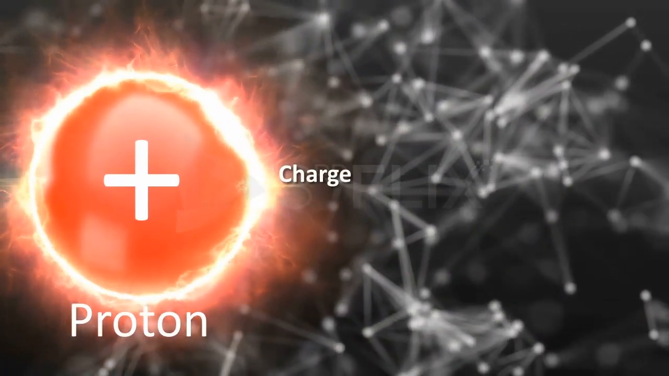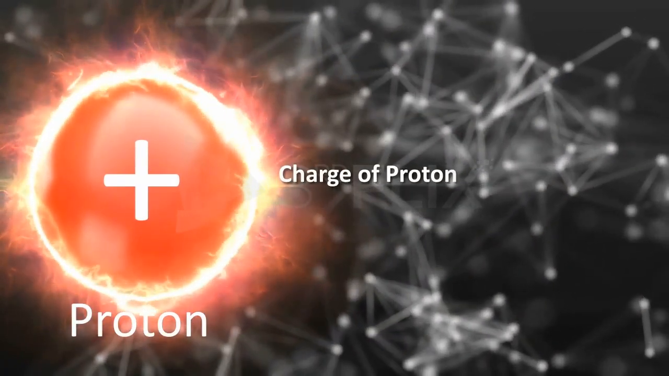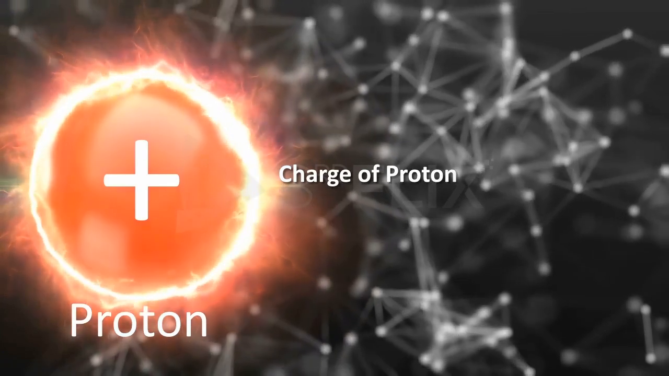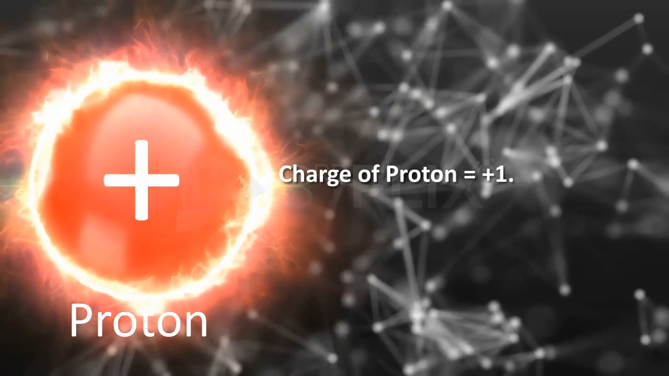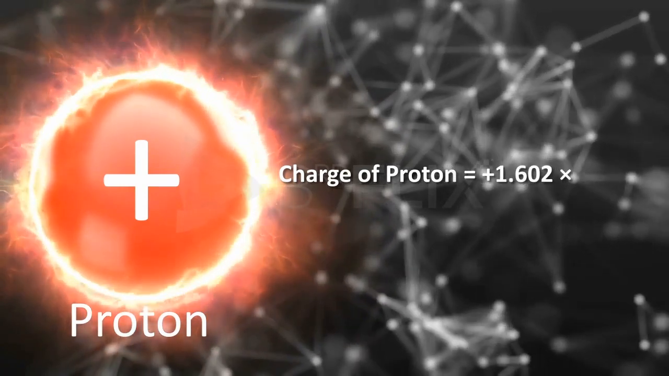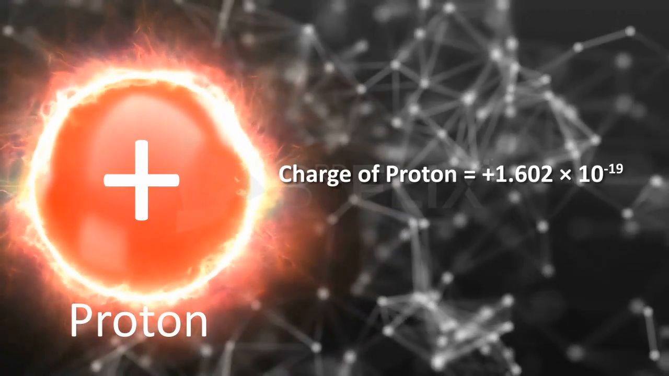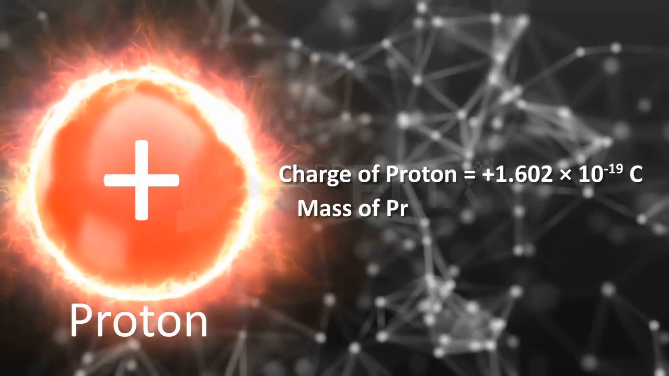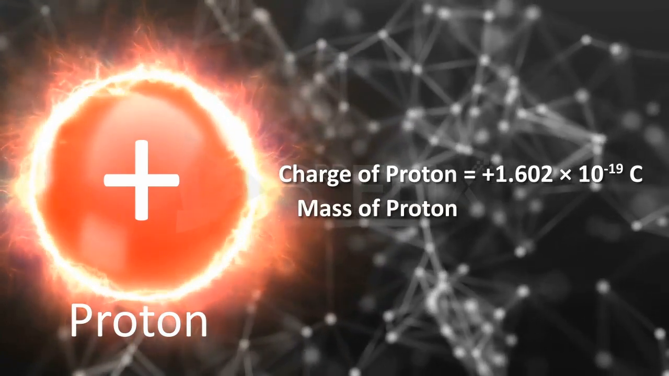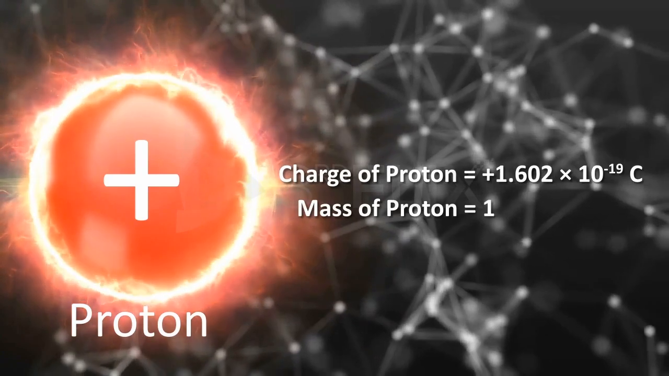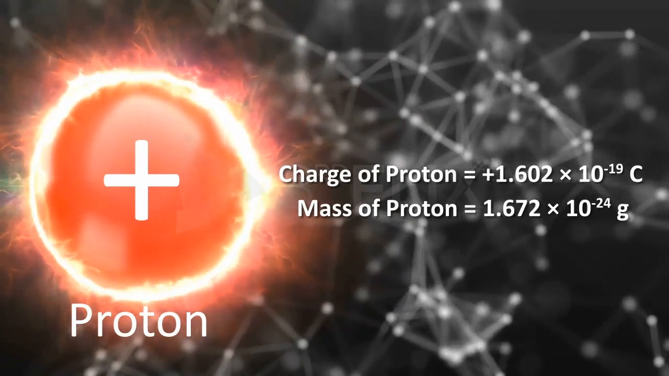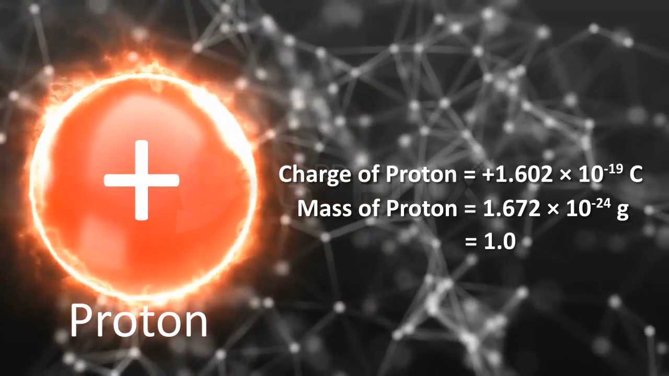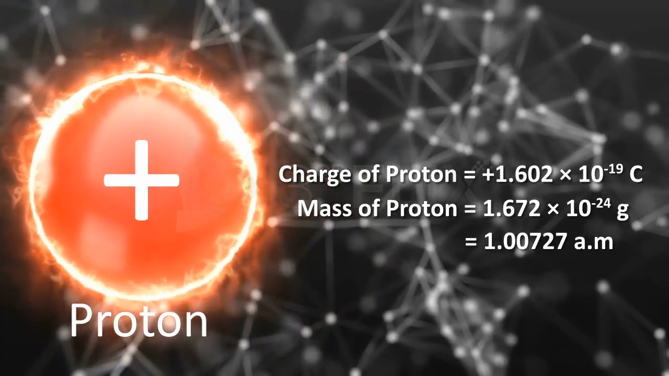The magnitude of the charge on the proton was found to be the same as that of electrons, but the charge on it was positive. That is, plus 1.602 × 10^-19 coulombs. The mass of proton was found to be the same as that of hydrogen atom, that is 1.672 × 10^-24 grams or 1.00727 AMU.